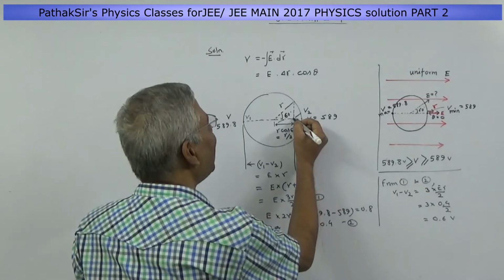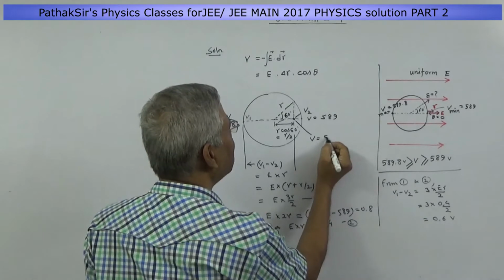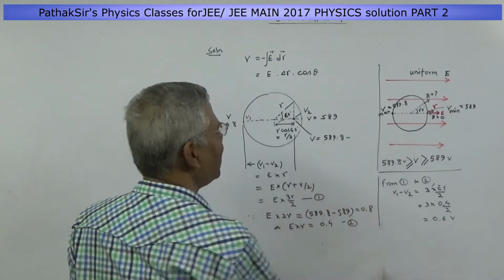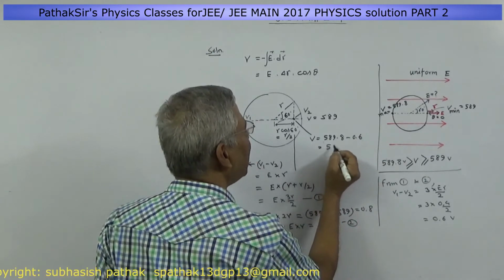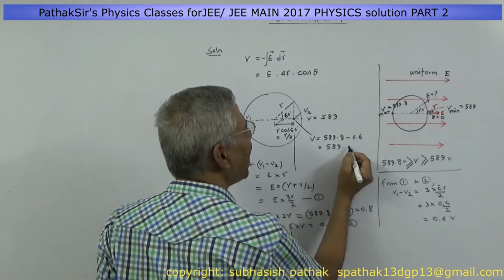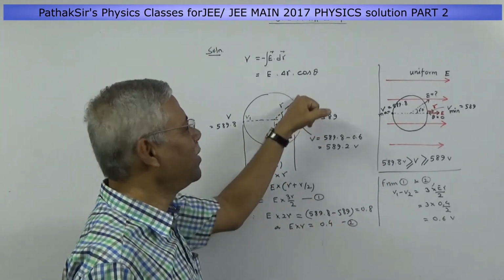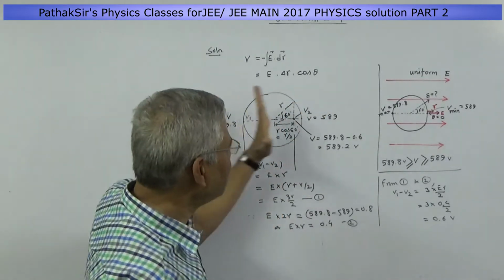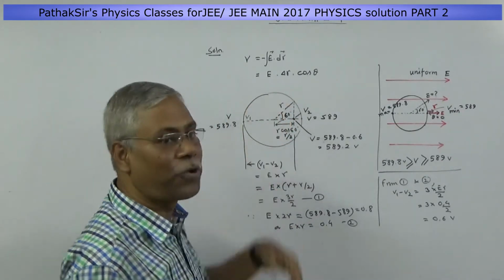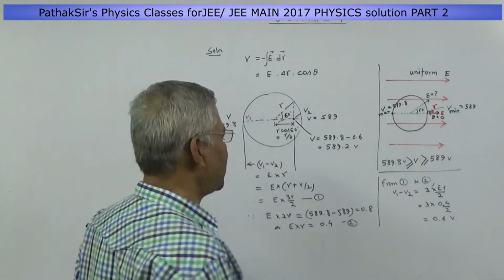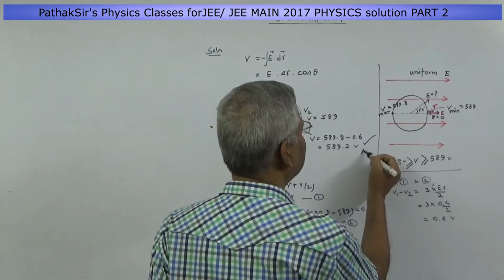So what is the potential at this point? 589.8 minus the drop, there is a drop of 0.6. So potential at this point is 589.2 volt. Potential at this point and at this point are equal because along the direction of the field, the distance of these 2 points is the same. So the answer is 589.2 volt. This is the answer.